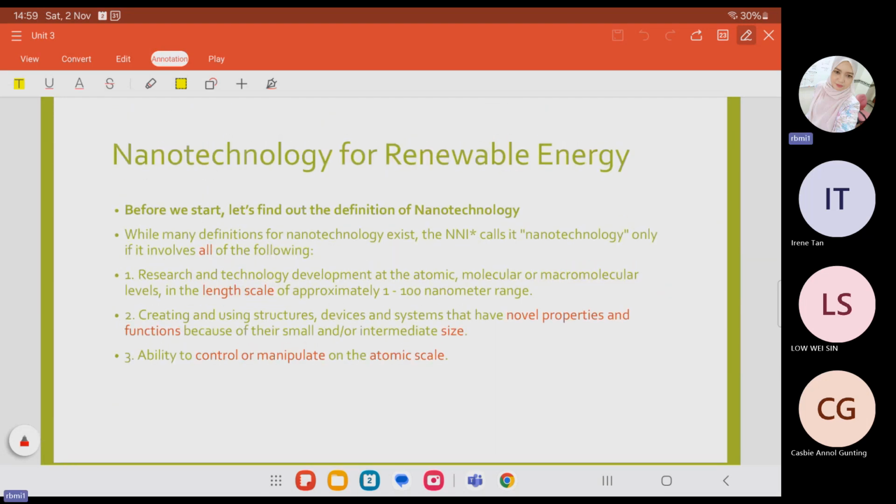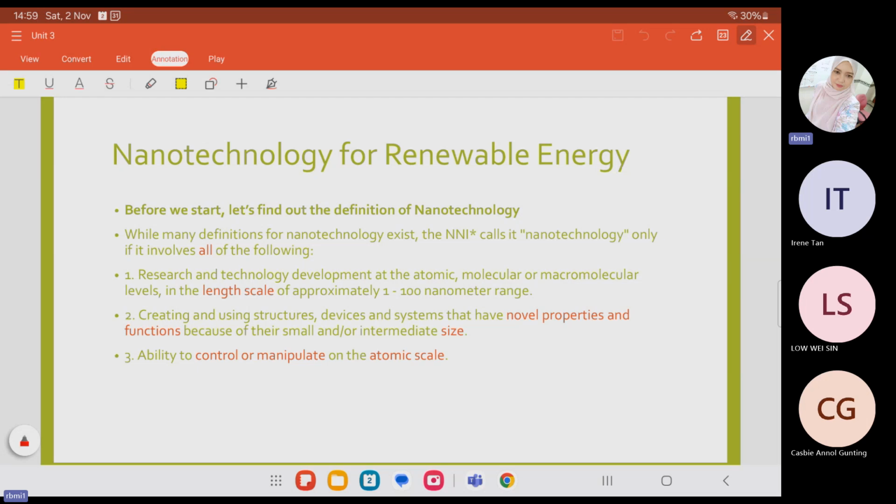Okay, so next we go to nanotechnology for renewable energy. Nanotechnology is the tool that can make possible the production of hydrogen from solar energy in a clean, environmentally friendly, and low cost way. Before we start, let's find out the definition. What actually is nanotechnology?